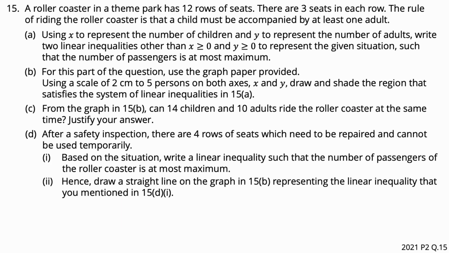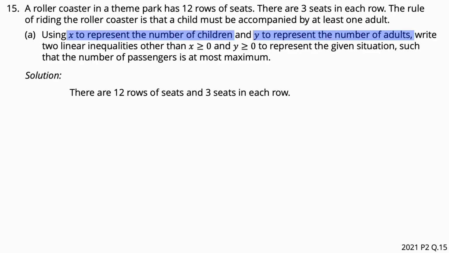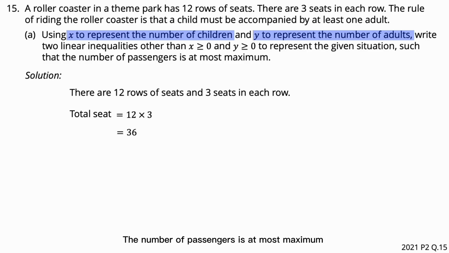Question 15. Please pause and read the question. Using x to represent the number of children and y to represent the number of adults. There are 12 rows of seats and 3 seats in each row. Total seats equals 12 times 3 equals 36. The maximum number of passengers can be represented by the linear inequality x plus y is less than or equal to 36.